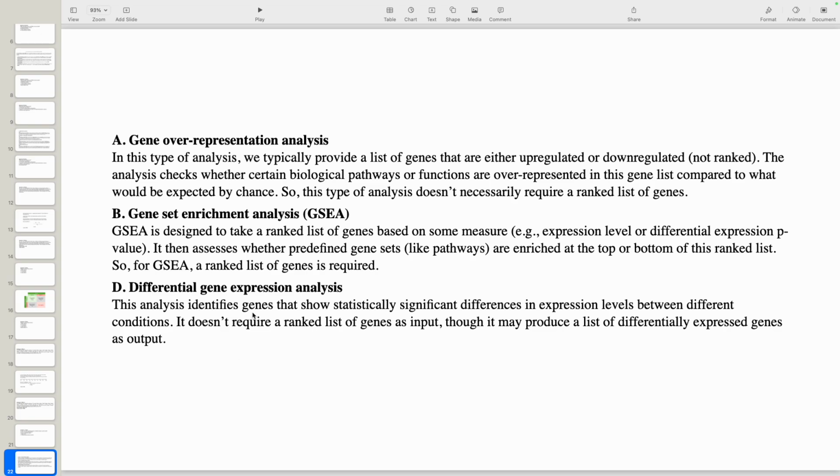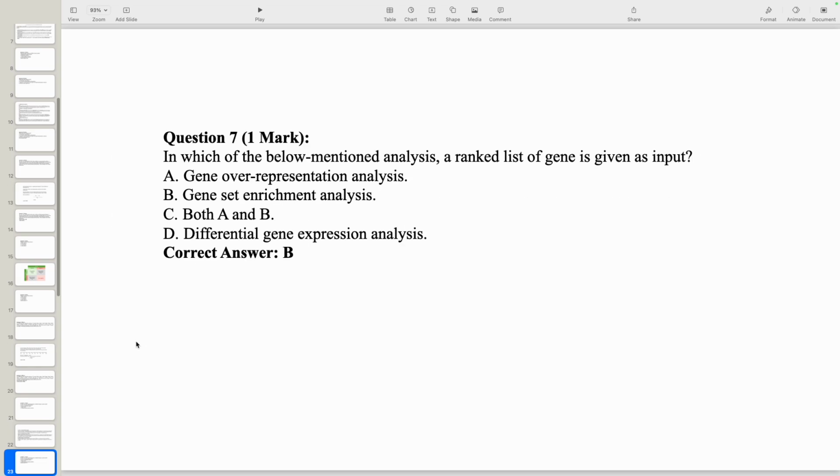Again, here we are not giving any rank to the genes. Only in gene set enrichment analysis are we giving the rank of the genes based on the p values, and these p values would further be useful for computing the differential gene expression. So the correct option would be gene set enrichment analysis, which is B.